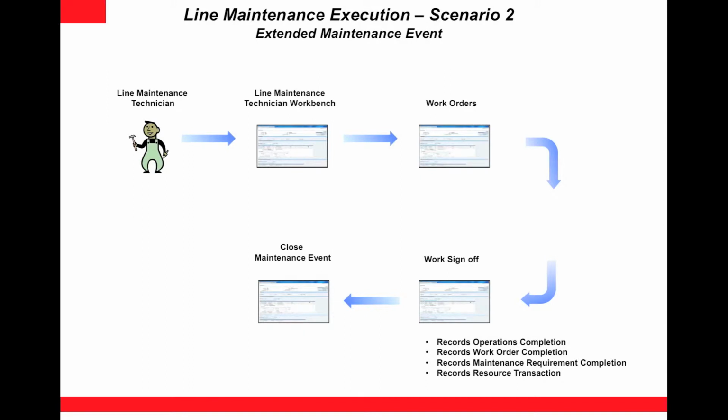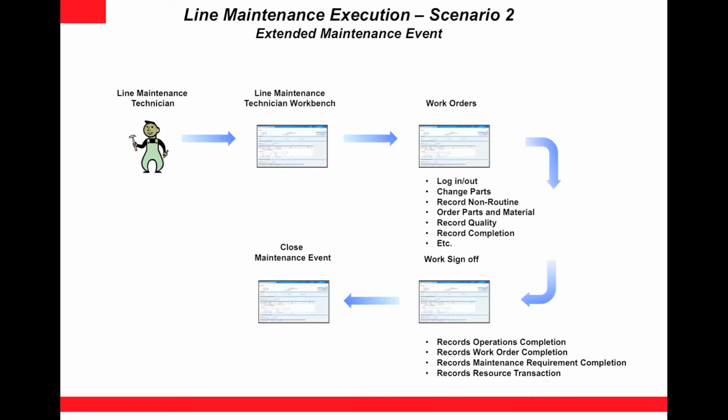The second line maintenance execution scenario is in many ways identical to the previous example. The line maintenance technician uses the same workbench as for the simple maintenance events and follows pretty much the same business flow. The major difference is in the actual work order execution, where instead of just logging into a work order, the technician also performs other tasks required as part of the maintenance visit. The most obvious one would be the recording of a parts change and the creation of a non-routine for the removed part.